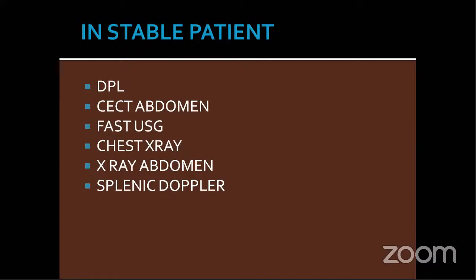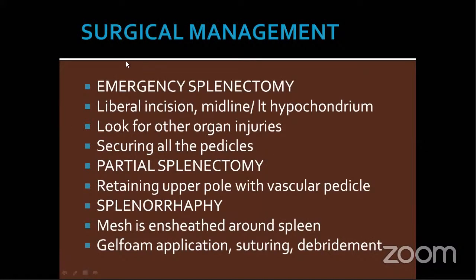Okay. Next is splenic Doppler. If you have the facility, go ahead with the splenic Doppler to see if there is any discontinuity in the vascularity of the spleen. Okay. Next, suppose you are planning for splenectomy, if it is an emergency splenectomy, the incision should be liberal, usually midline. Okay, look for the other organ injuries and first secure the pedicles. So all your clamps have to be fast. Okay, all the clamps you have to put very, very fast. You have to deliver out the spleen.